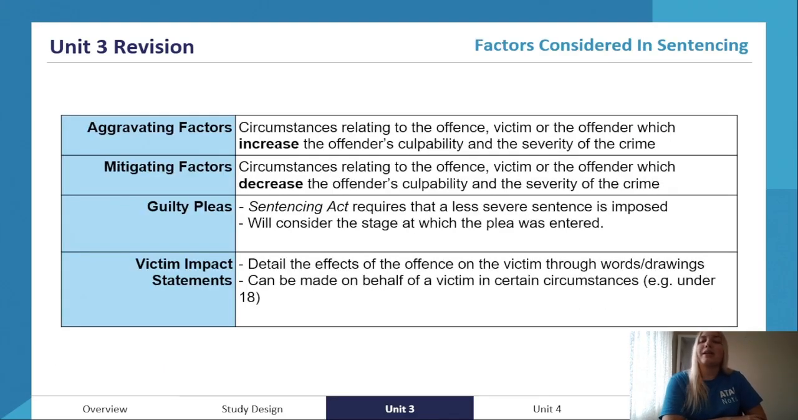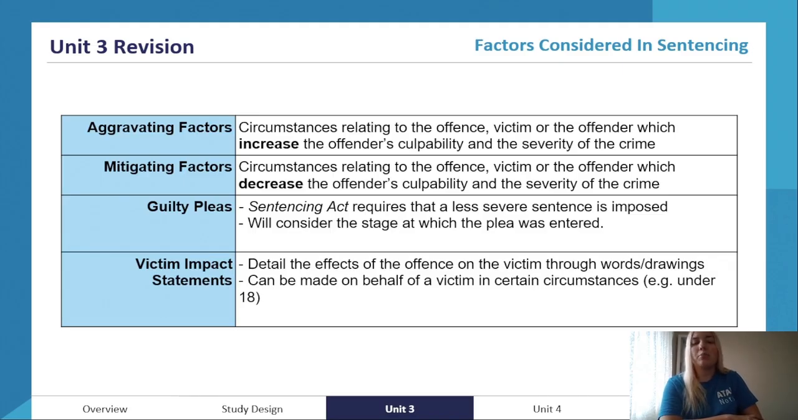Now, we said already what the factors considered in sentencing are. Essentially, these factors will result in a more serious or a less serious sanction being imposed. So these include aggravating factors. These are the circumstances of the crime, offense, or victim or offender that increase the offender's guilt and severity of the crime, leading in a more significant sanction being imposed.